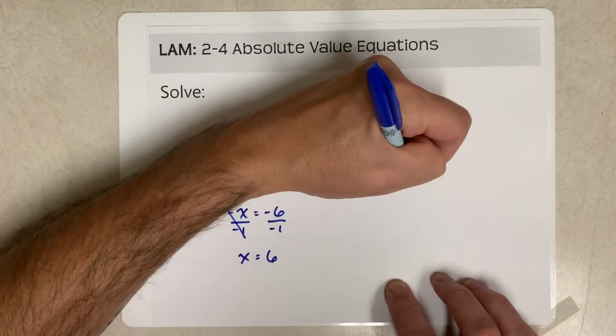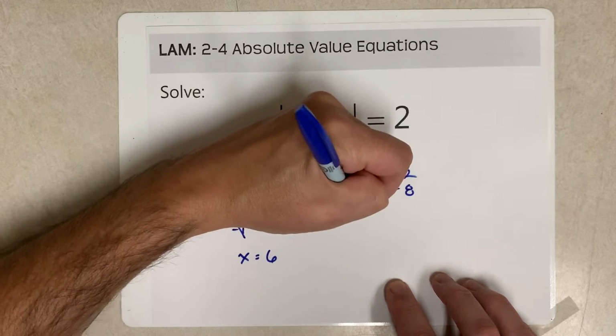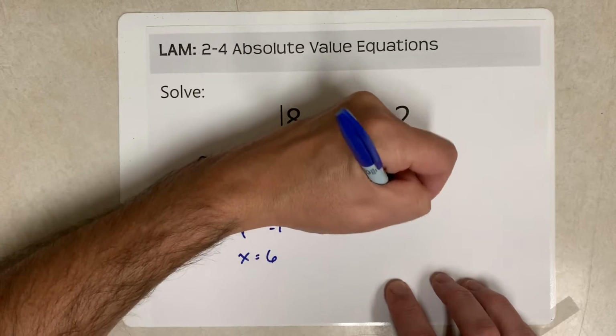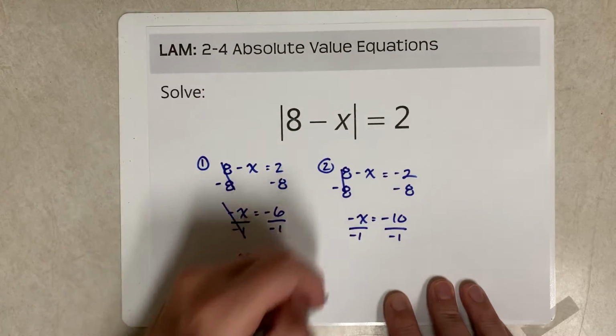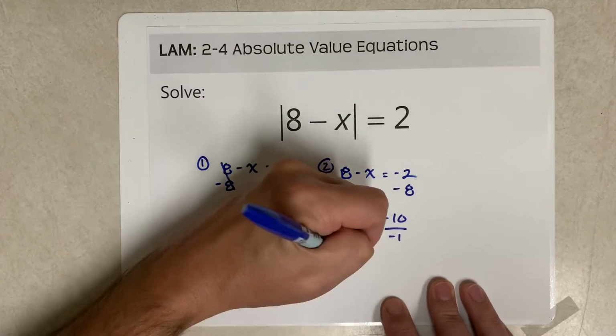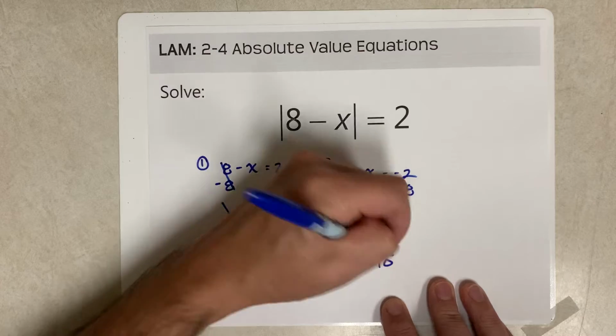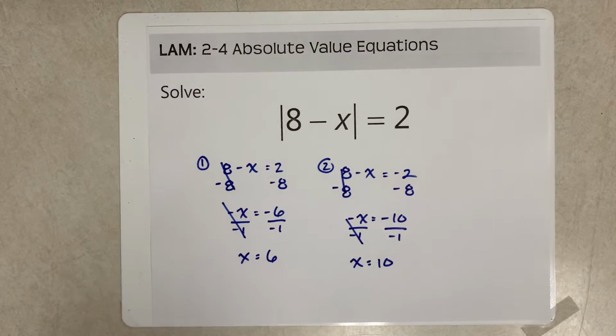Same thing over here, minus 8. Negative x equals negative 10. Divide by negative 1. Cancel those guys out. And x equals positive 10. And so we got 6 and 10 for that one.